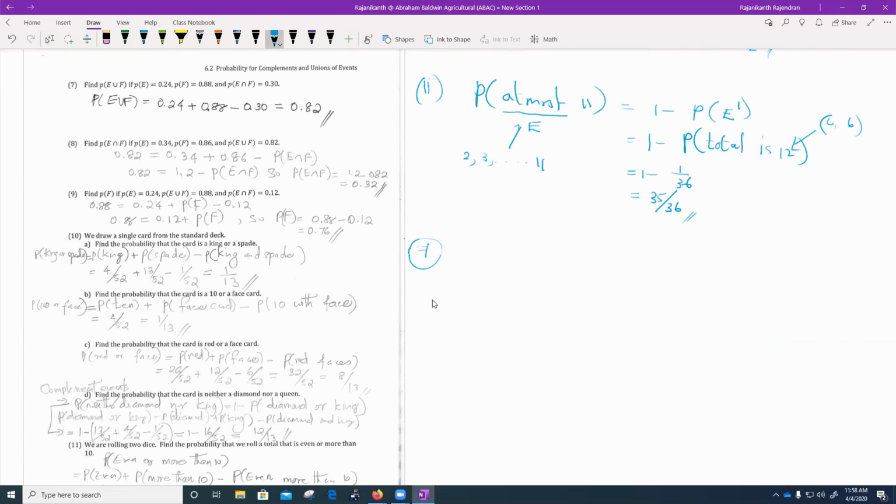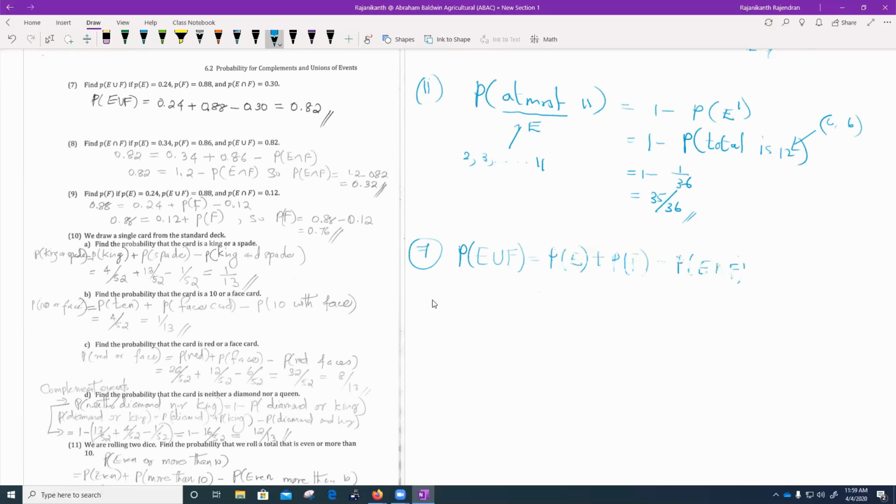Problem number 7. Find the probability of E union F if you know these things. Okay, so let me copy down my formula. The probability of E union F is given by the formula: the probability of event E plus the probability of event F, then subtract the probability of the overlap, event E and F.